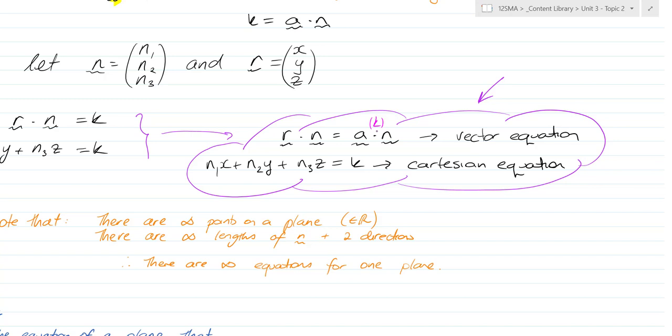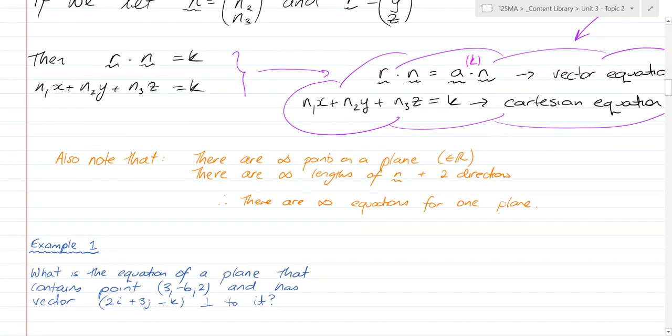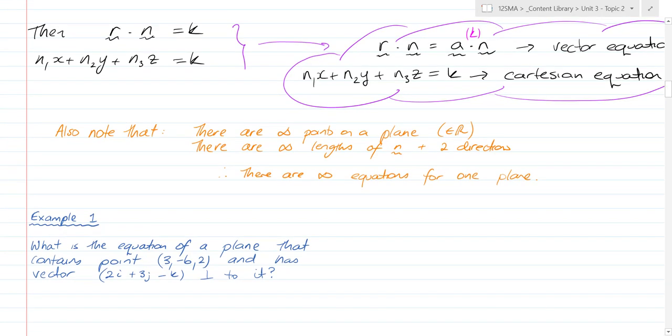The gap between the vector and Cartesian equation is really small. It's just one step of working. So if you get one, you can easily get the other. And you'll see that in some of our stuff. I think the orange stuff here is what I've just talked about. So there are an infinite number of points in a plane for A, there are an infinite number of lengths of n and two directions, so therefore there's an infinite number of equations for one plane, but there's only one plane for each equation. So just keep that in mind.